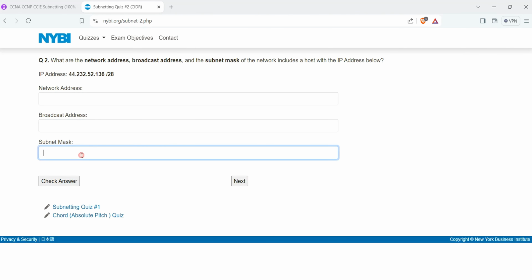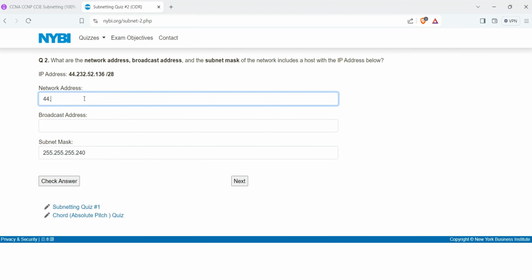Next, slash 28. In our head right now, without a piece of paper, it's good to pause and write it down and see how you get adjusted to it. 255 is 8 bits. 255 is another 8 bits. 16 bits. 24 bits. I need four more. 128 plus 64 plus 32 plus 16 is what? 240. Okay, the first three octets don't change.